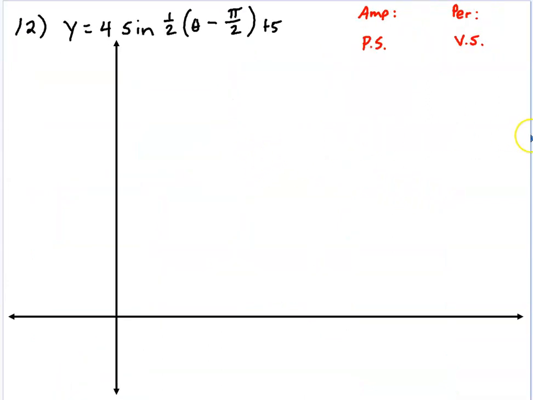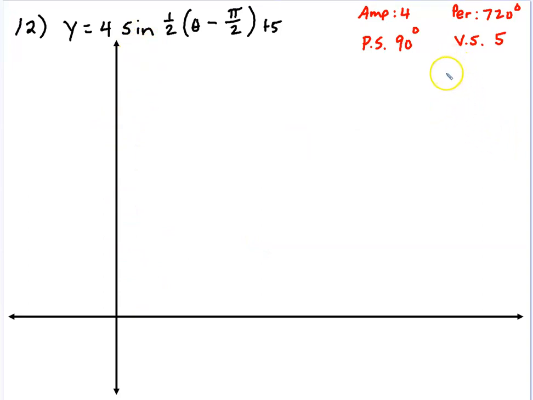All right, so here is number 12, and let's go ahead and fill in the information, and then we'll look at sketching the graph. So the amplitude is going to be 4. The period is, since this is sine, it's 360 divided by 1/2, so that's 720 degrees. The phase shift, if you wanted to think of this in degrees, that's 90 degrees, and it's to the right, so positive 90 degrees means we're going to be shifting to the right 90, and then the vertical shift is positive 5, okay?